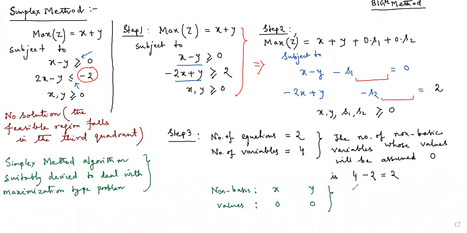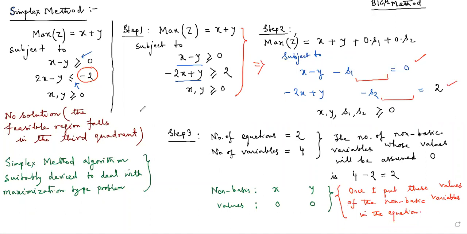Okay. Now you see one particular part. Once I put these values of the non-basic variables in the equation, what do we get? What are the values of the basic variables? Can anybody tell me? If I put x equal to 0 and y equal to 0 in these equations, what basic variables will we get and what are their values? Anybody please tell me.